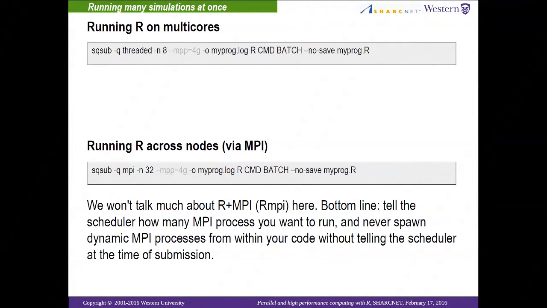In summary, here's a little bit different. If I'm running R on multi-cores, then I'm using a different queue on SHARCNet. I use a threaded queue. This is the command. I define the queue name and the number of threads I want to use, and this is the command to submit my R simulation that will run in multi-threads on multi-cores.